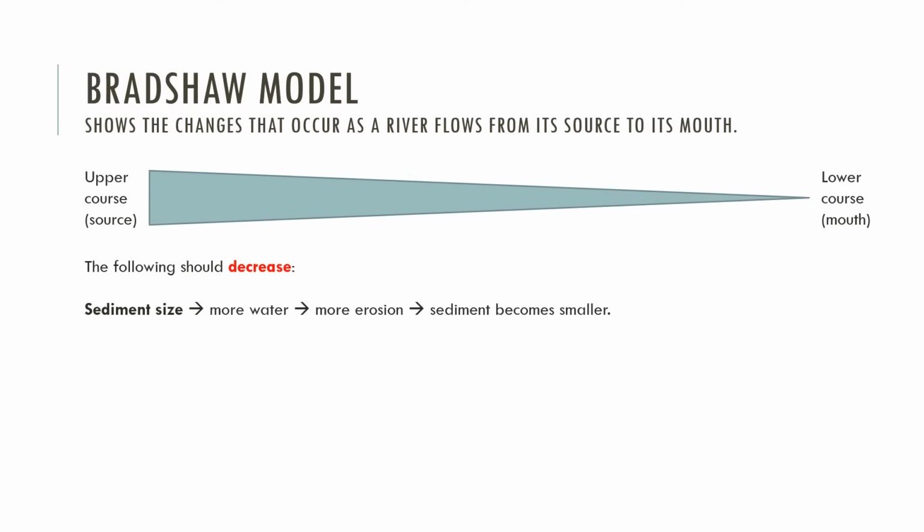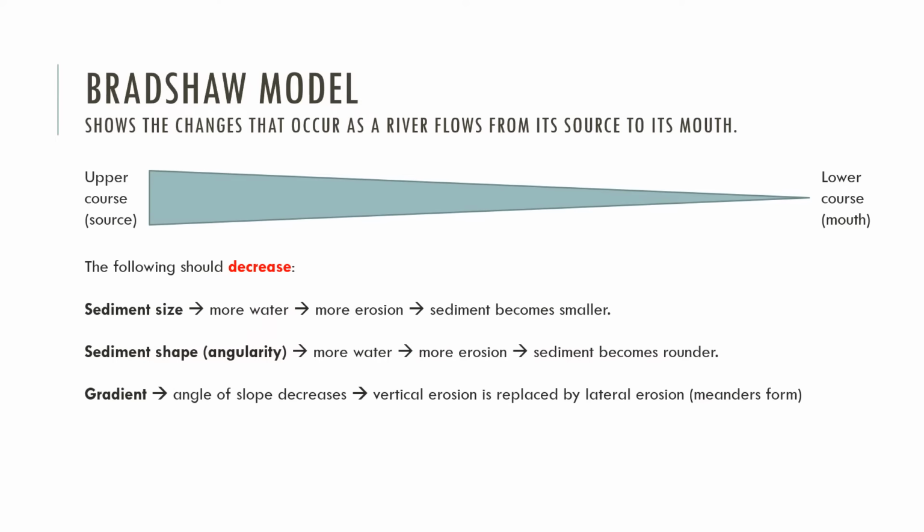Sediment size: with more water, it's more erosion, sediment becomes smaller. Sediment shape: more water, more erosion, sediment becomes rounder and smoother. The gradient: as there's more vertical erosion, eventually the river will flatten out, therefore the gradient will decrease.